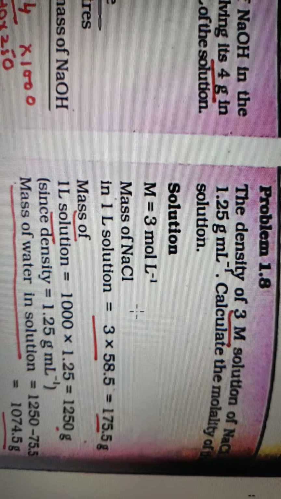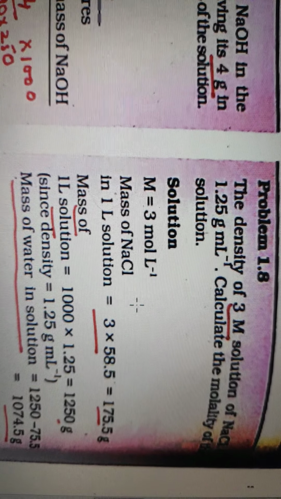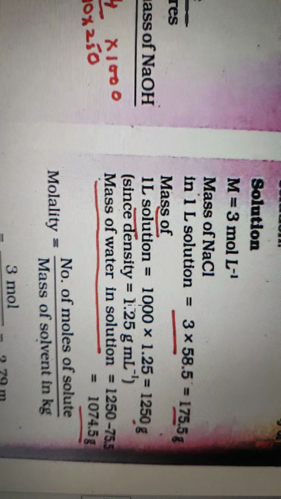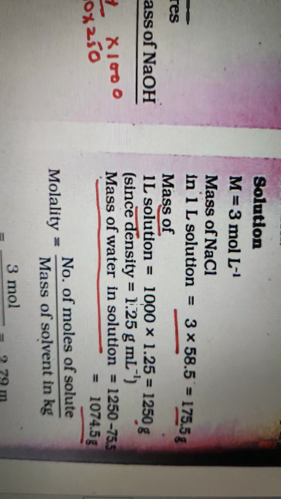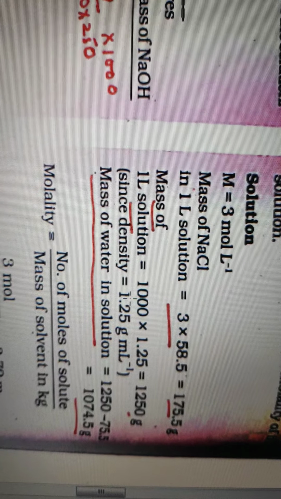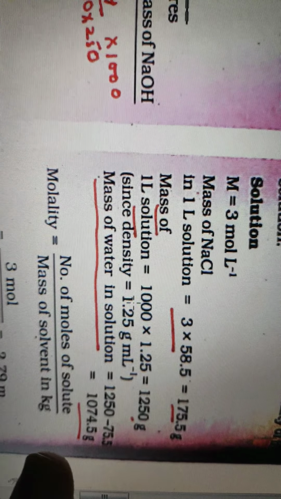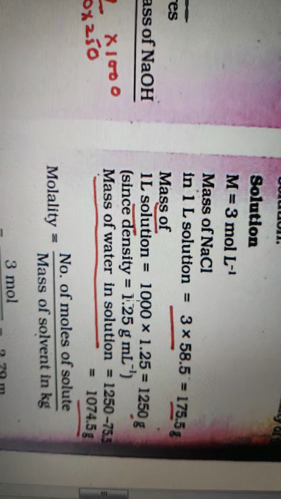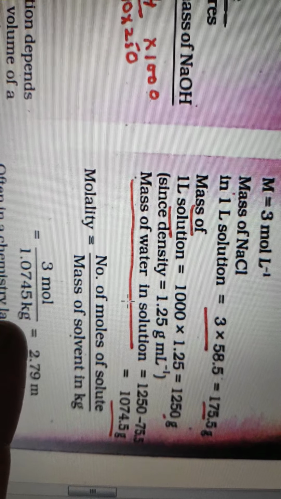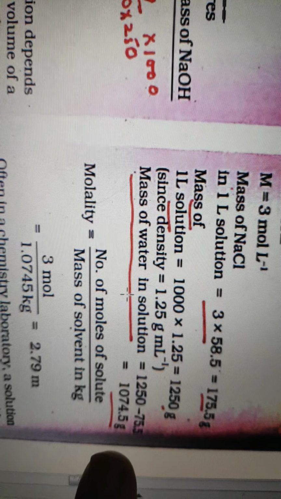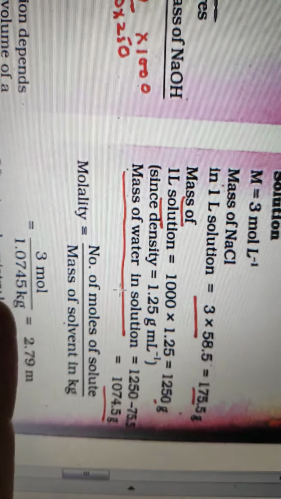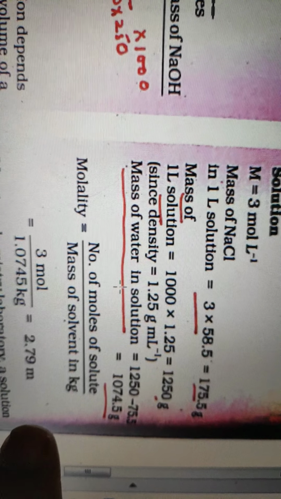Now since you know the mass of solution, you can calculate mass of solvent by subtracting the mass of solute from the mass of solution. So mass of solvent, or mass of water, here the solvent is water, is equal to 1250 minus 175.5, which is equal to 1074.5 gram. Now you can put up the formula. Moles of solute upon mass of solvent in kg. 3 mole is the moles. Directly you can put. Now the mass of solvent you have calculated, 1074.5 gram, divide by 1000. It is not necessary to write the value in kg only. You will get the molality.